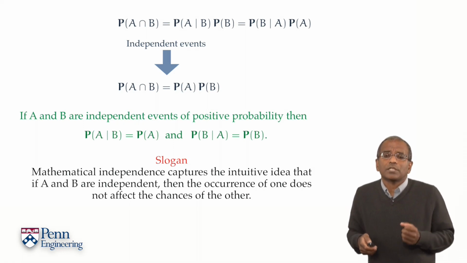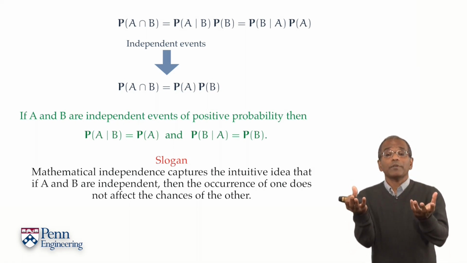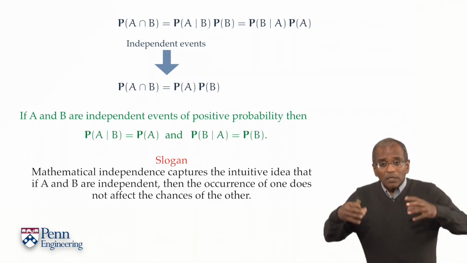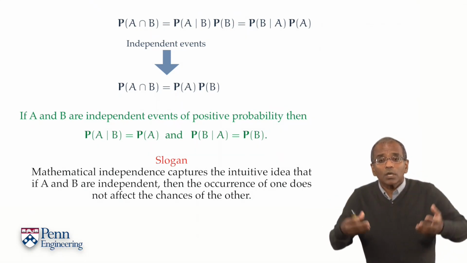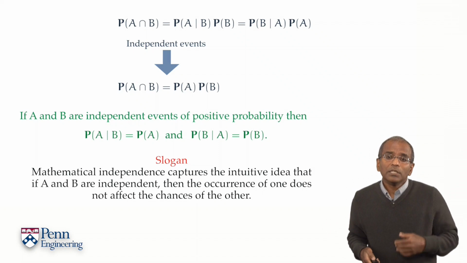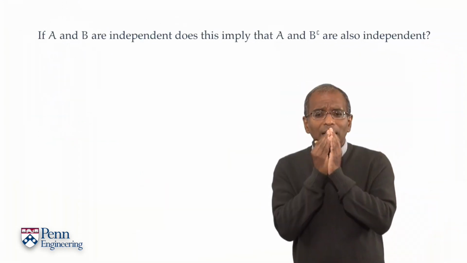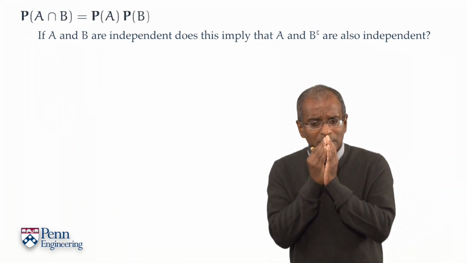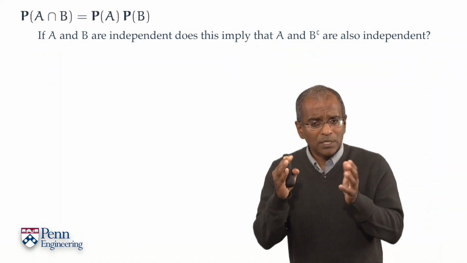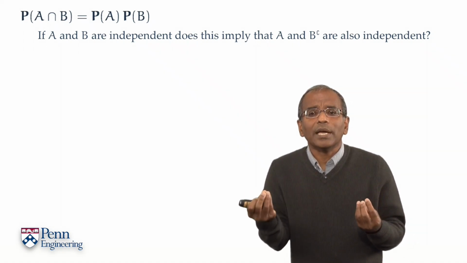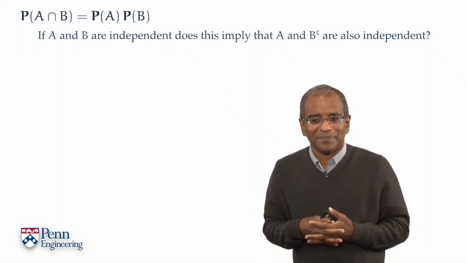So let's start with a very simple question. I've given you two events A and B. The moment I give you events A and B, other events are implicitly part of the structure. For example, the complements of these events. If I tell you that A and B are independent, well, that means we have a rule of products. Does it say anything about A and B complement?